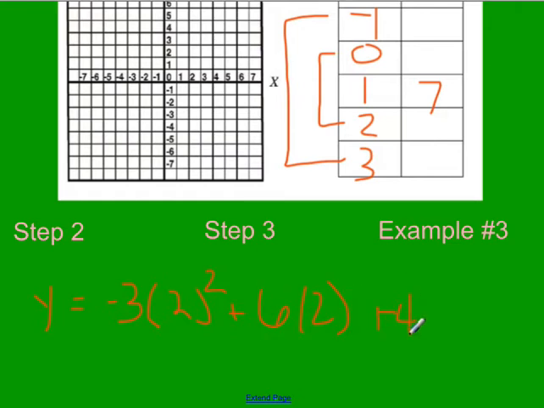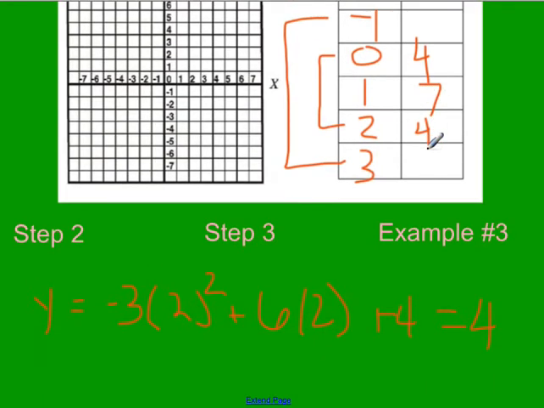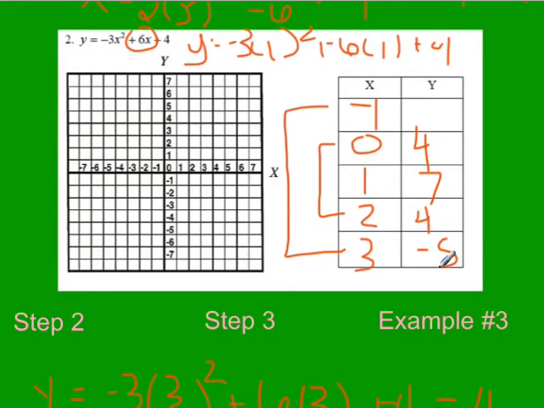And that's going to give us 4 when we do that. So that means 2 is 4, and also reflected on the other side of the vertex is 4. Now we're going to do the same thing, except this time we're going to plug 3 in. Again, plugging that into your calculator. So then you're going to get -5 and -5.